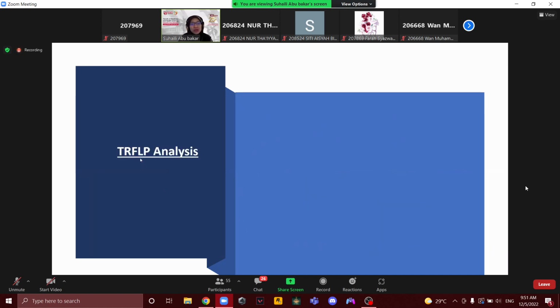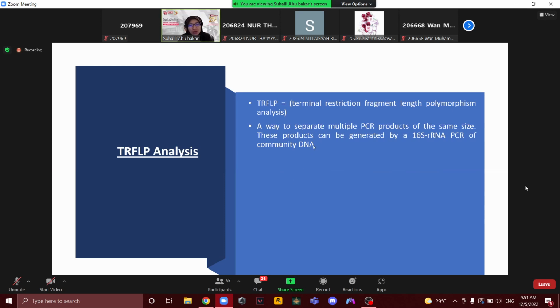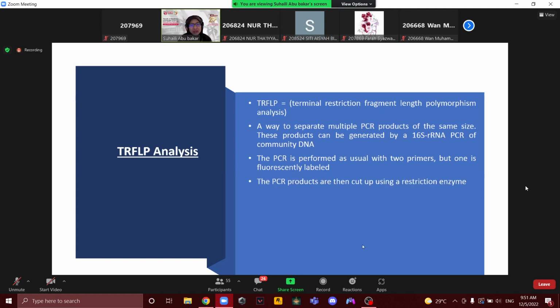Okay, this one, TRFLP, terminal restriction fragment length polymorphism. The one just now, right? So it's a way to separate multiple PCR products of the same size also. This product can be generated by using this one, and then performed as usual with the two primers, but one is fluorescently labeled. A little different. Okay, it is labeled with fluorescent.